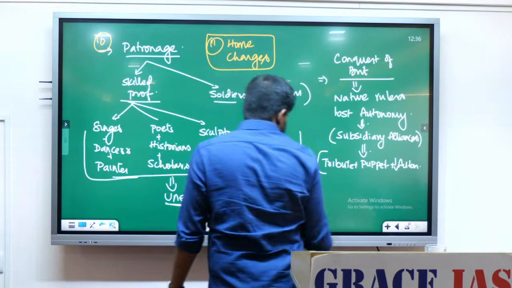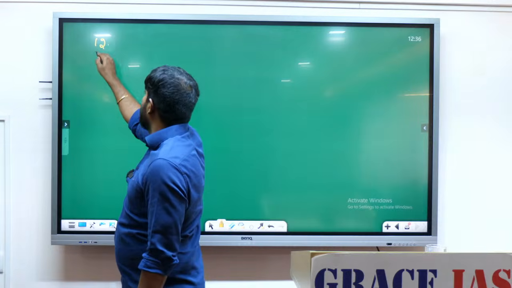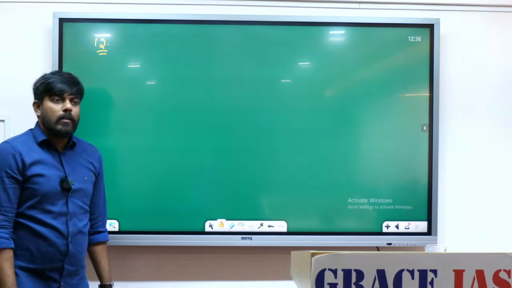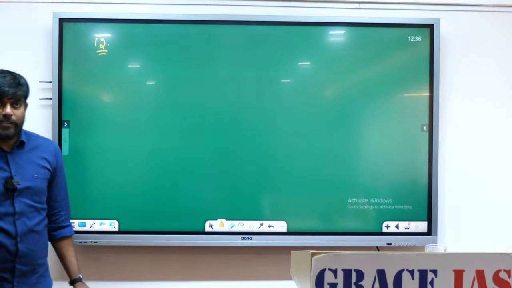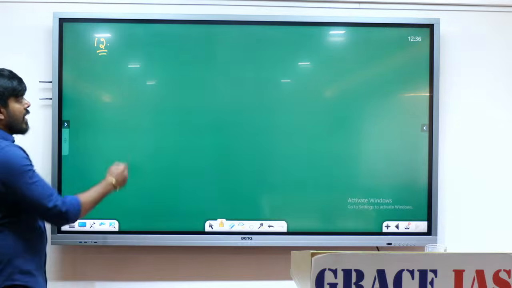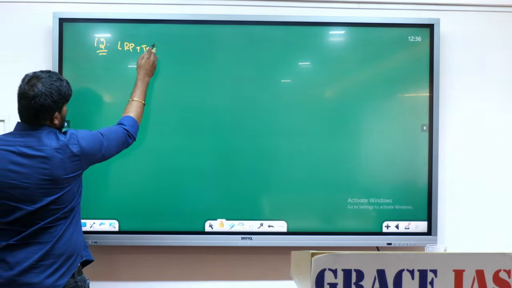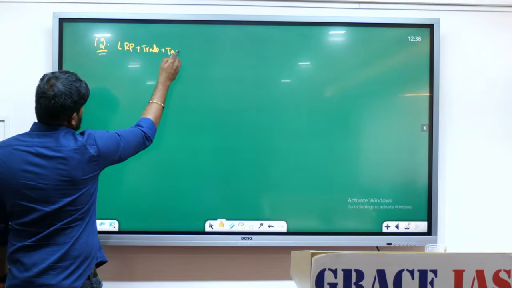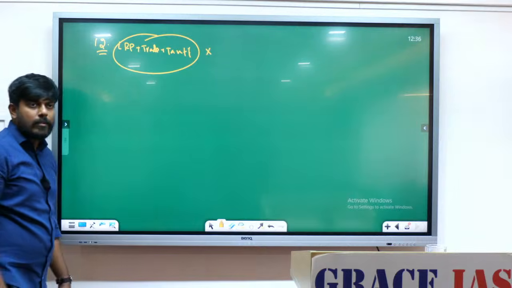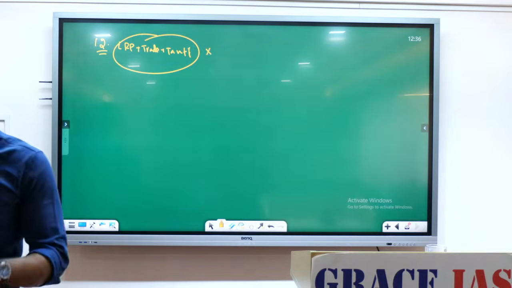And now let us move on to the 12th and the most important point. See, initially we did not know any of these things. We did not realize that they were exploiting us through the land revenue policy or trade or tariff or anything. They were exploiting us, but we did not realize.